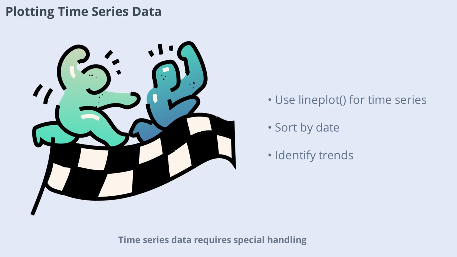Time series data requires special handling. Seaborn's line plot is ideal for visualizing trends over time. Make sure your data is sorted by date and consider resampling for smoother lines. Time series plots help you identify patterns, seasonality, and anomalies. Let's plot a time series to analyze trends in tip amounts over several weeks.